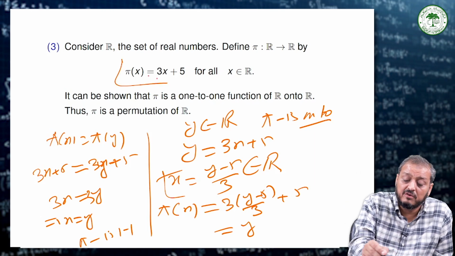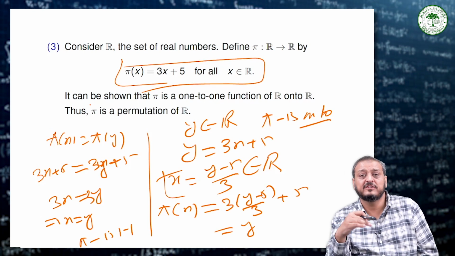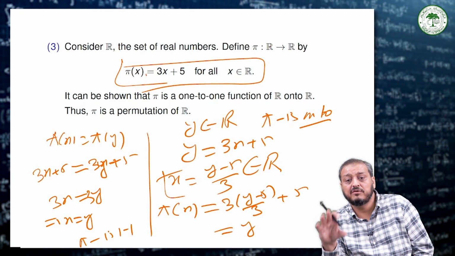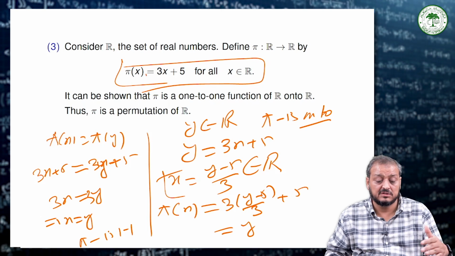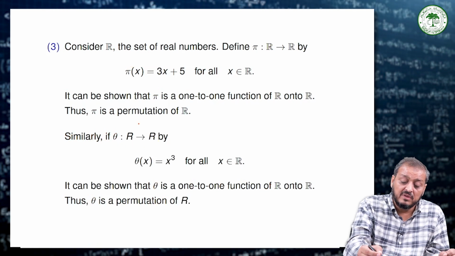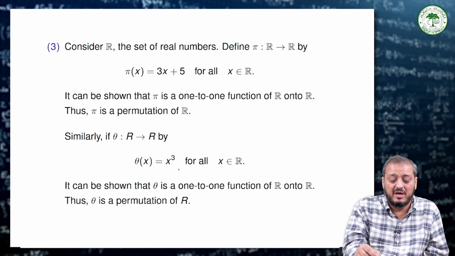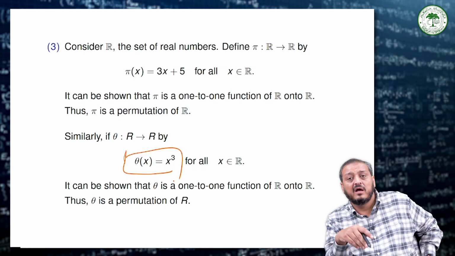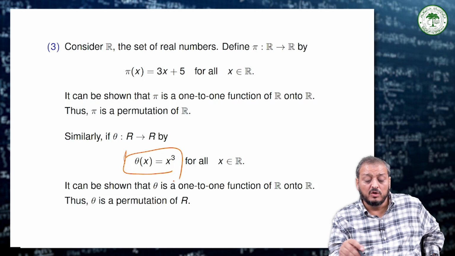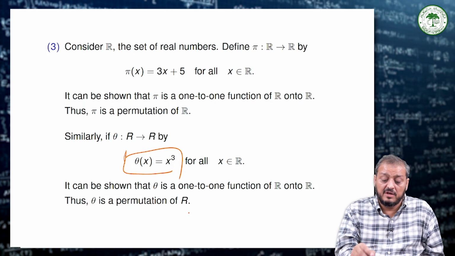So, we can show that pi is 1-1 and onto. This map defined by 3x plus 5 is clearly a bijective map, and if it is bijective, then clearly this pi is a permutation of R. Now, we define another map. Suppose we take a theta from R to R again, a real number to real number, and theta of x we define as x cube. Again you can clearly show that x cube equal to y cube gives x equal to y. So, this is 1-1 and onto. So, theta is also a permutation of the set of real numbers.